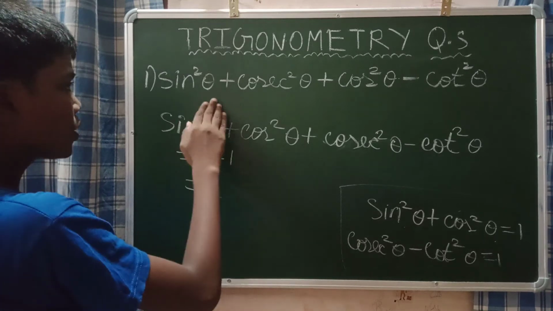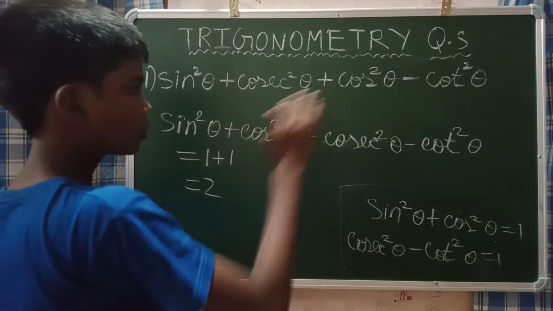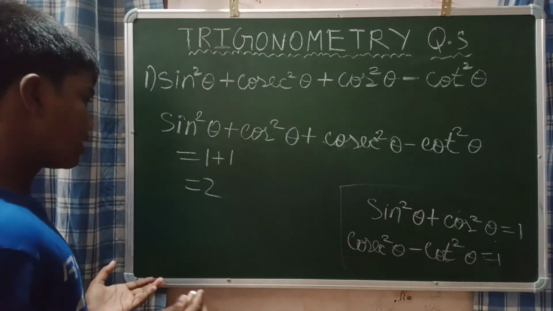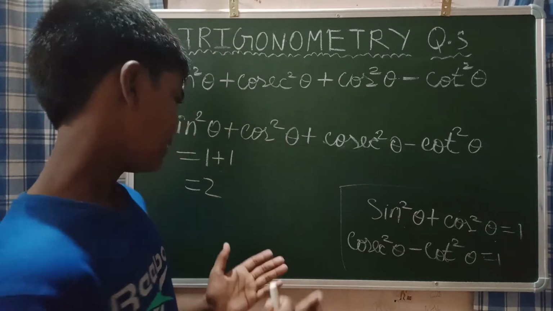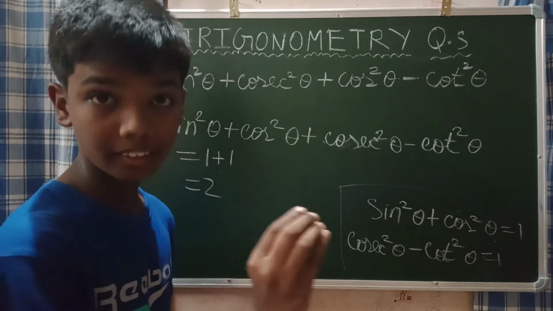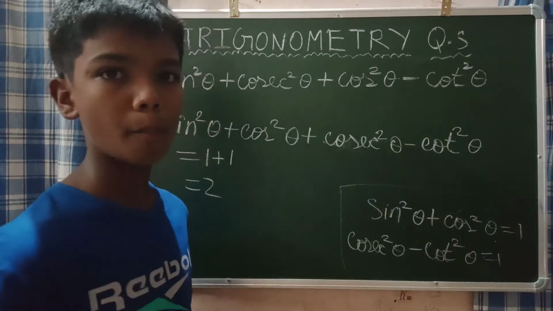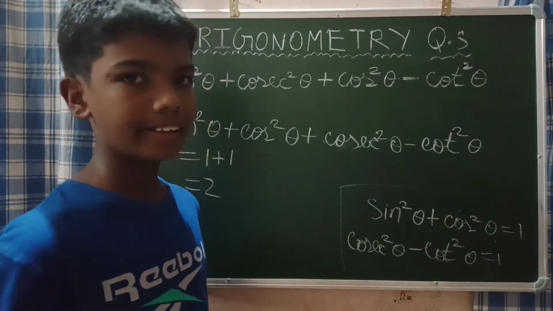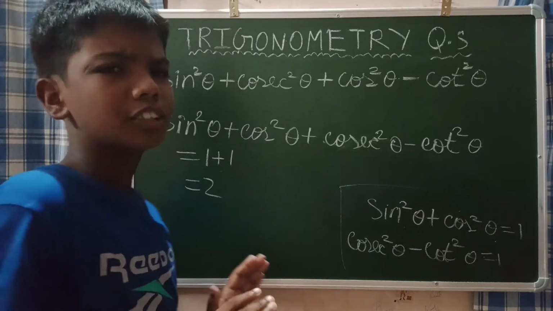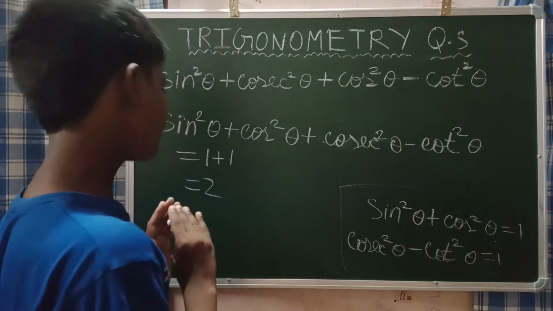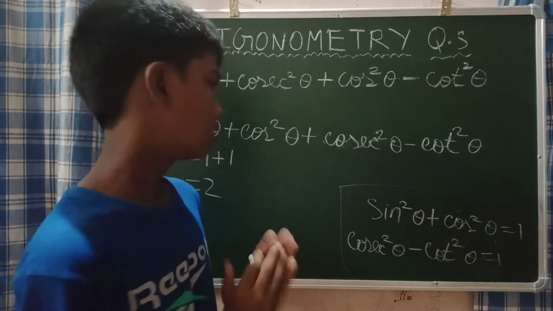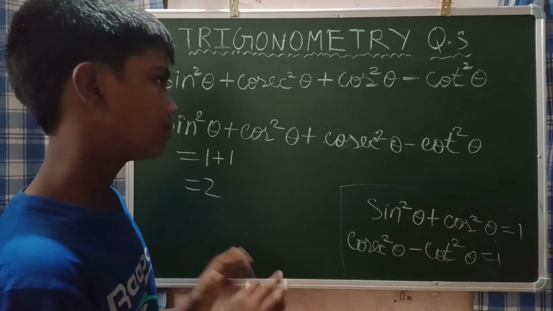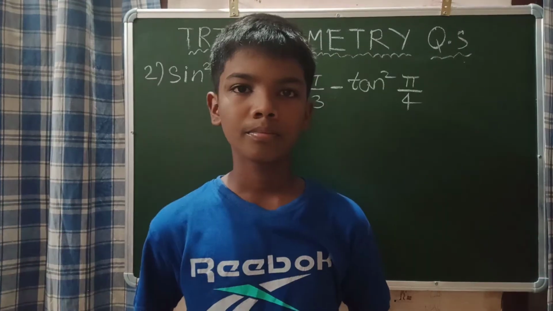That means sin square theta plus cosecant square theta plus cos square theta minus cos square theta is equal to 2. Please remember that these questions are simple, but you should remember every formula and every identity. When we remember, these questions become simple for us, and you can solve these questions easily. That's all about this question. We can move to the next question.